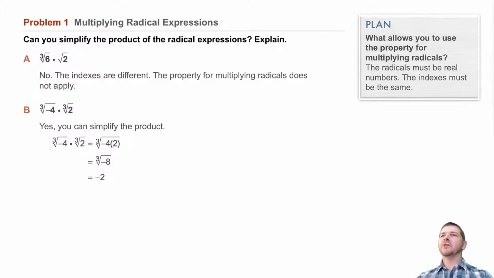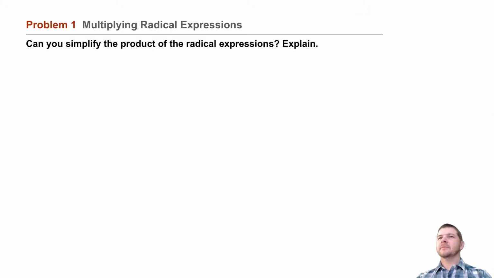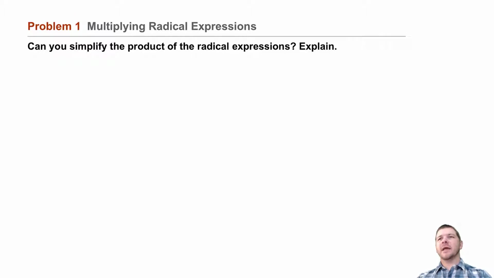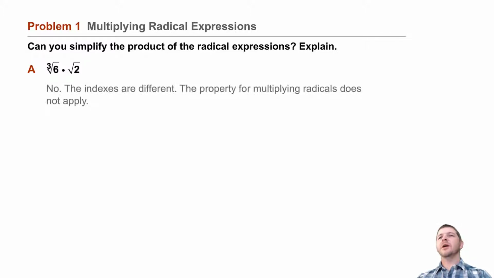Problem 1. Multiplying radical expressions. Can you simplify the product of the radical expressions? Explain. Part A. The cube root of 6 times the square root of 2. No, the indexes are different. We have a cube root of 6, index of 3, and a square root of 2, index of 2. The property for multiplying radicals does not apply.